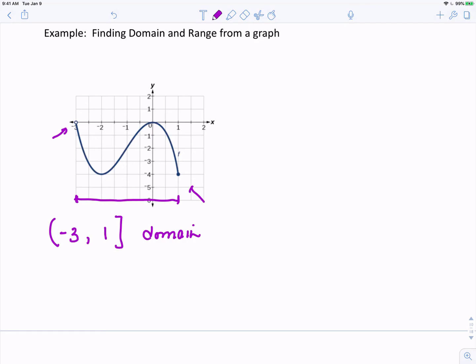And now let's look at the range. Now the range is vertical. So vertically, I can see I start here at negative 4, and I end here at 0. At negative 4, I have a closed circle, and at 0, I have an open circle. And so this would be the range of that graph.